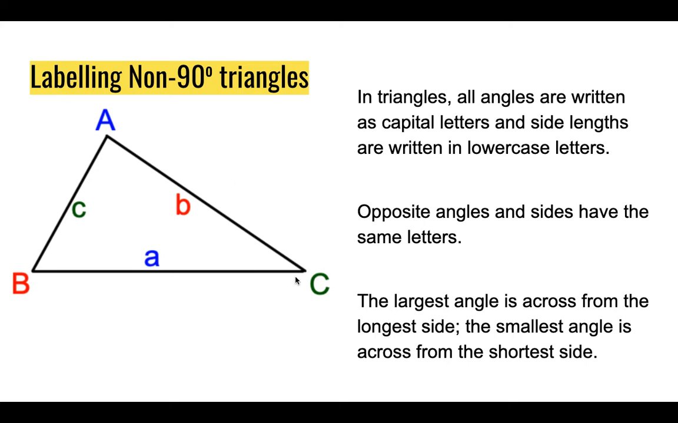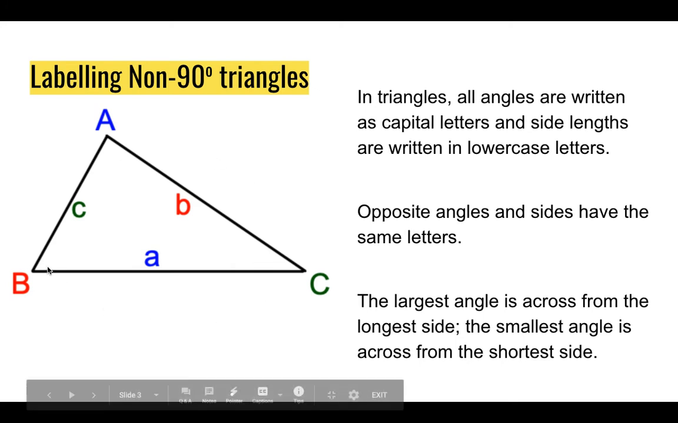And you might notice that the largest angle is across from the largest side. So you can see here, this is the biggest angle and also the longest side. And C is the smallest angle and it's across from the smallest side. So that's a really great way of remembering to make sure that you've labeled your triangle correctly.